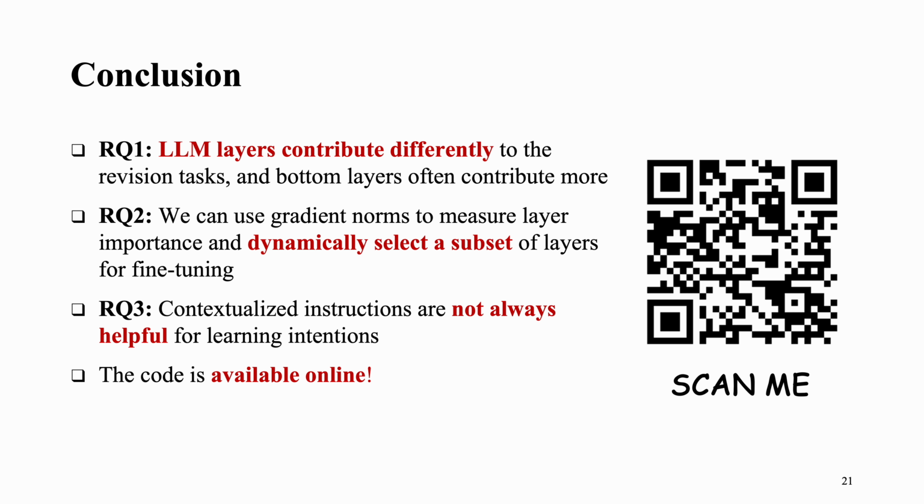In conclusion, we observe that large model layers contribute differently to the revision tasks, and bottom layers often contribute more. Also, we can use gradient norms to measure layer importance and dynamically select a subset of layers for fine-tuning. And contextualized instructions are not always helpful for learning intentions.